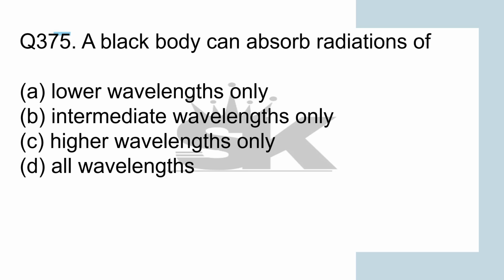So a black body is an ideal emitter and ideal absorber. I'll write it down. Black body is ideal emitter and ideal absorber. So here the answer is all wavelengths can be absorbed by the black body.